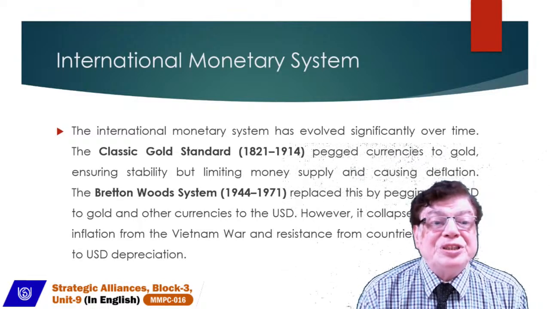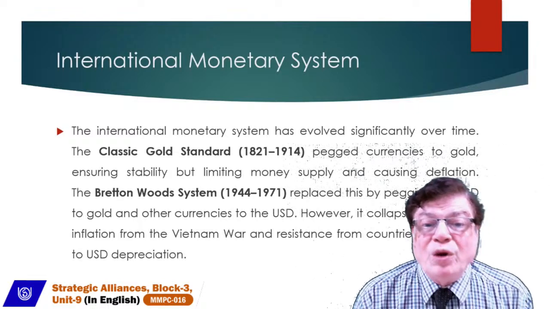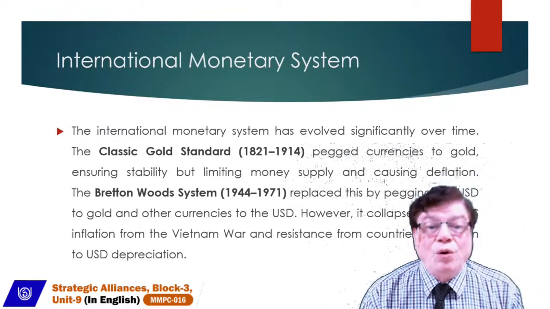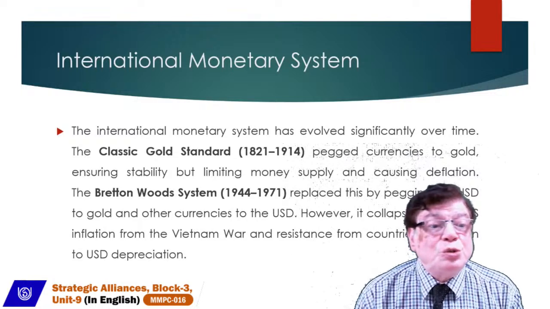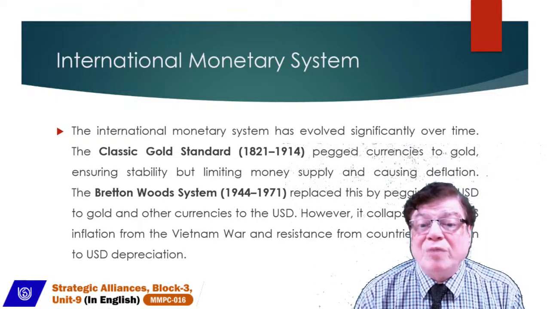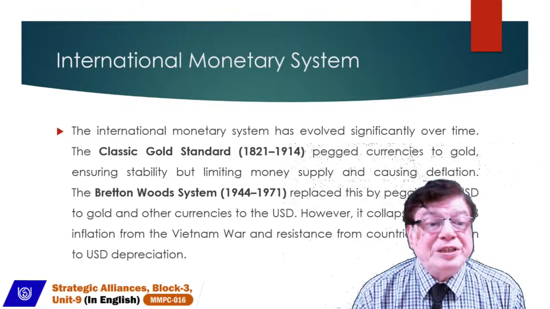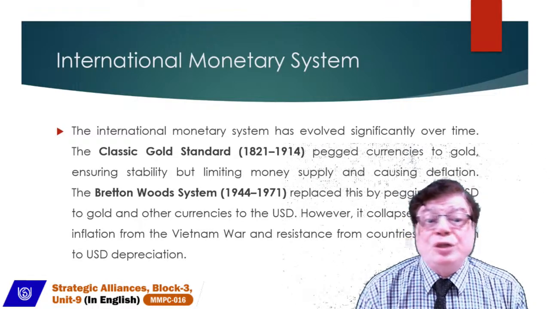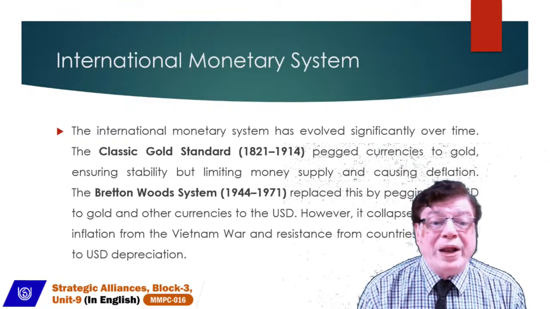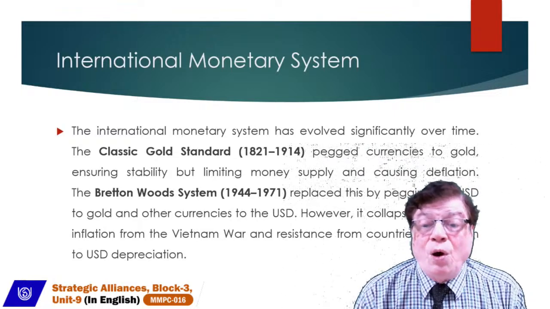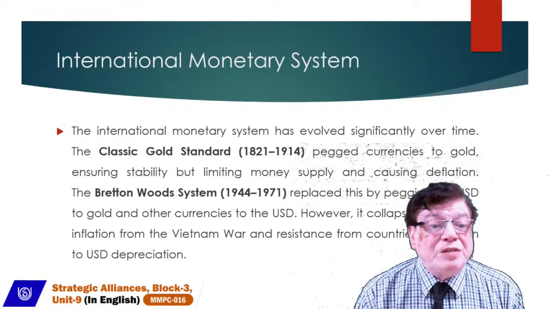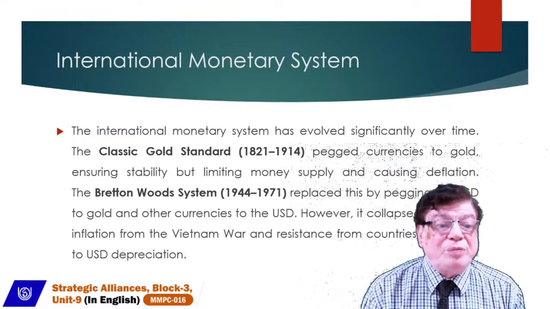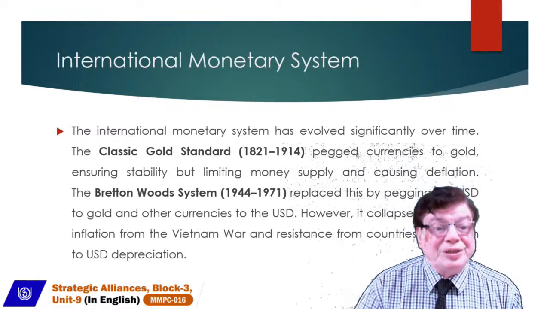to USD depreciation. So the international monetary system has evolved significantly over time. The classic gold standard pegged currencies to gold, ensuring stability but limiting money supply and causing deflation. The Bretton Woods system replaced this by pegging the US dollar to gold and other currencies to the US dollar. However, it collapsed due to US inflation from the Vietnam War and resistance from countries like Japan to US dollar depreciation.